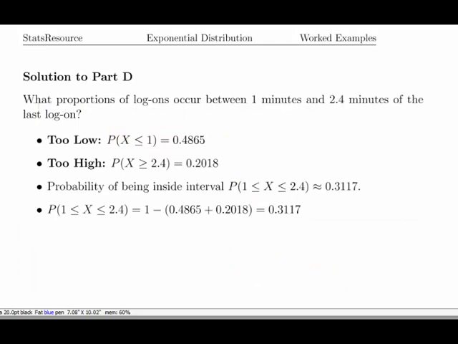What proportion of logons occur between 1 minute and 2.4 minutes of the last logon? I'm going to break this up and consider it as an interval. What we're asked for is the probability of x being inside an interval, where 1 minute is the lower bound and 2.4 minutes is the upper bound. As a quick remark, the answer is going to work out to be about 31%. How do I know that it's inside that interval? I consider what is too low for that interval and what is too high, which is collectively what's outside the interval. It's a very simple approach to tackling this problem.